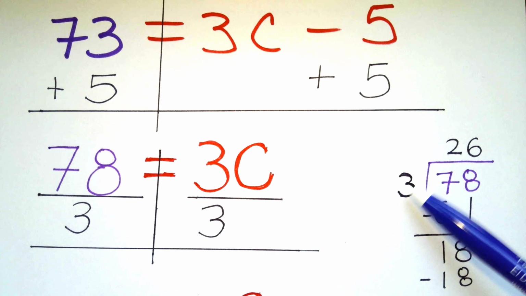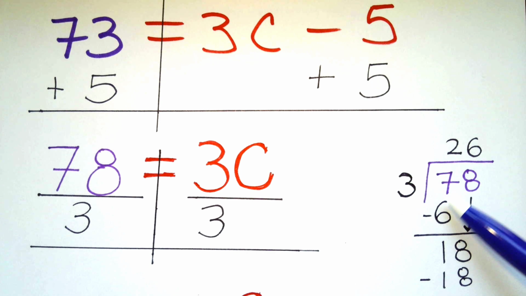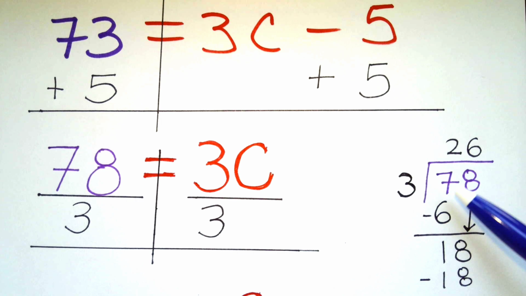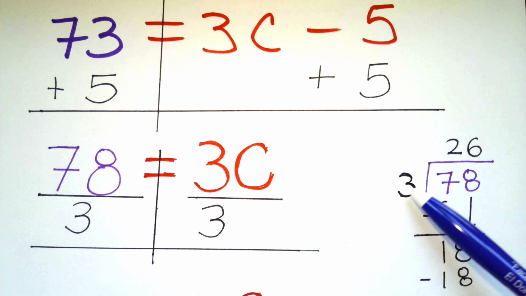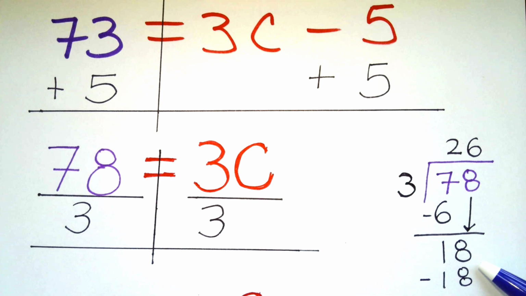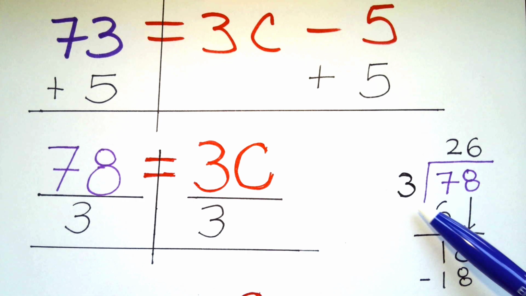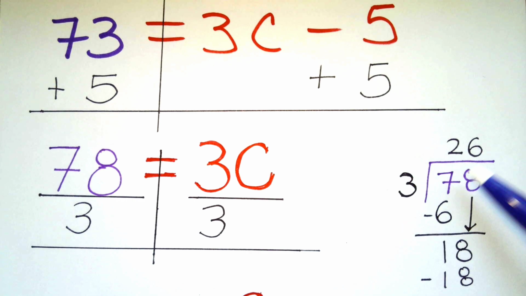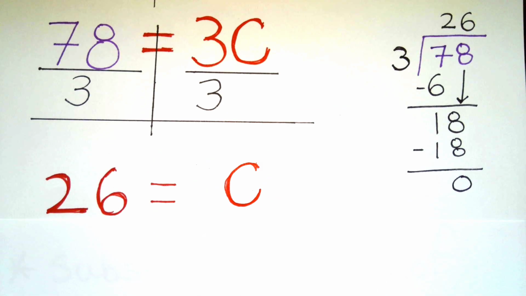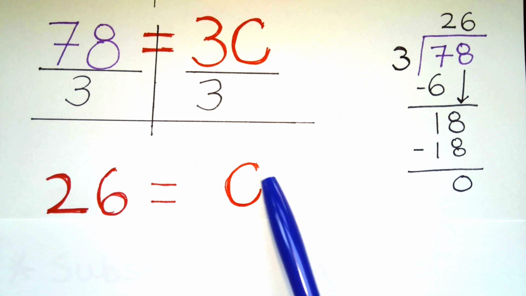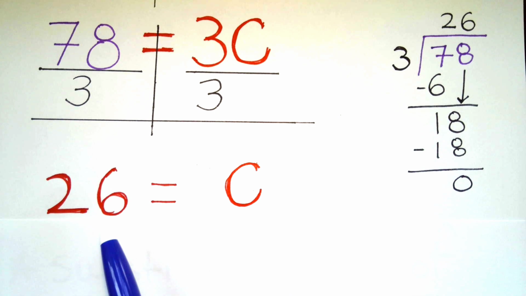That will work. So I put the 2 above the 7. 3 times 2 is 6. I subtract 6 from 7. I'm left with 1. Now I'm going to bring down the digit to the right of 7, which is 8. I have 18. That's my new target. So I know 3 times 6 is 18. So I'll subtract 18 from 18. I get 0. What is 78 divided by 3? It is 26. So I have here the total number of C, or children's tickets, sold was 26.